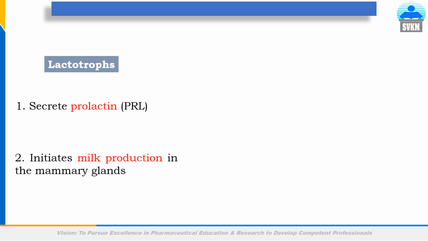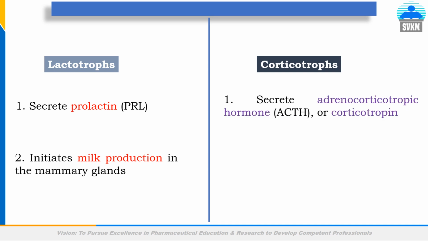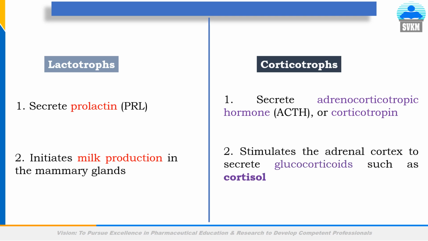The next type of cells, the lactotropes, secrete the prolactin hormone, and that prolactin hormone initiates milk production in the mammary glands. The next type of cells is the corticotropes. They secrete the adrenocorticotropic hormone, ACTH, or corticotropin. This ACTH stimulates the adrenal cortex to secrete glucocorticoids such as cortisol.